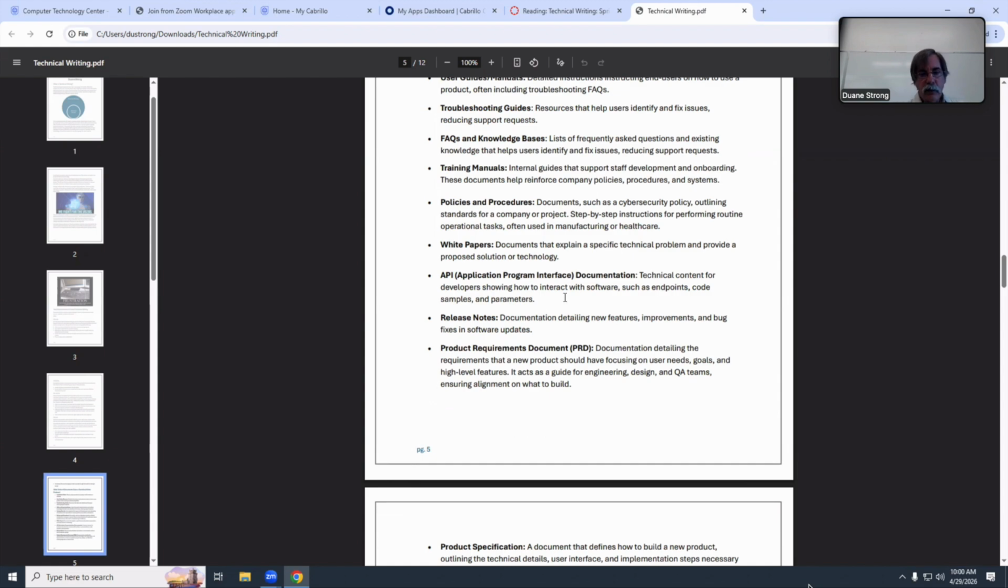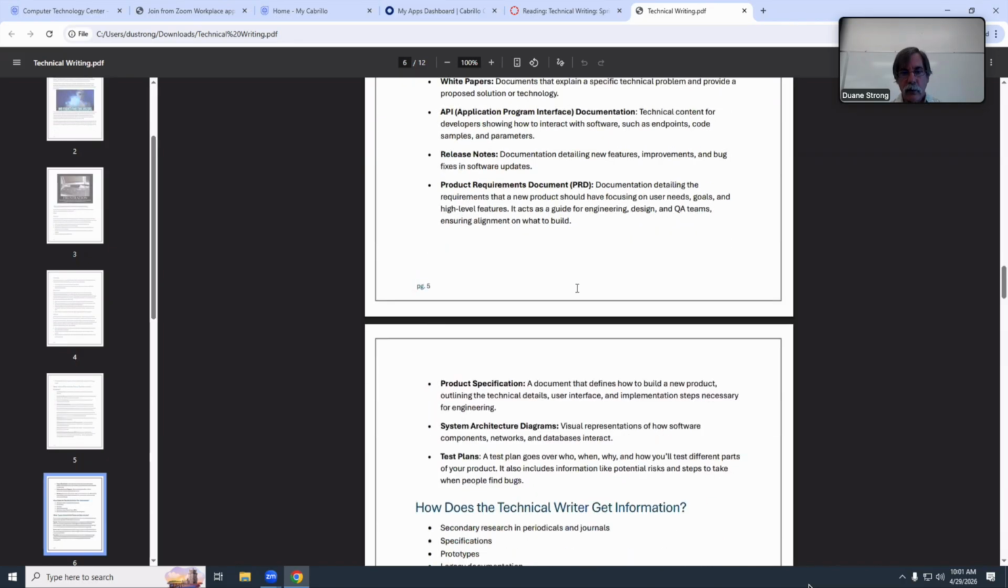API, Application Program Interface documentation. This is for software. This documents how another software developer would use your software. So things like Canvas that we're on right now, it has APIs that Canvas developers can use to write extensions to it, for example. Release notes, also another software thing. Every time an update comes out for software, you need to write a note about what's different in the software, what's changed.